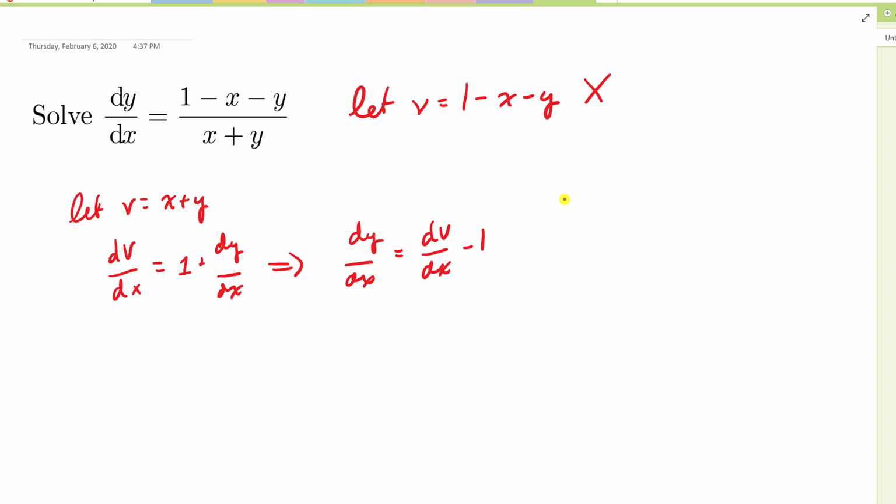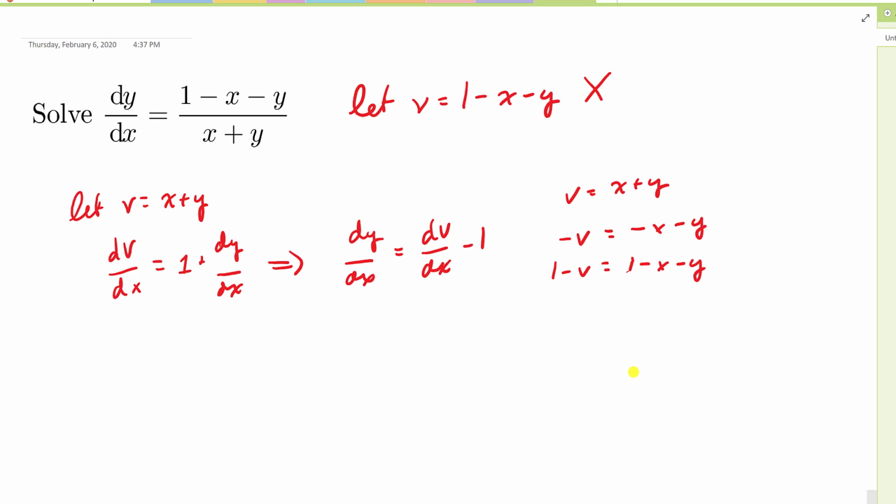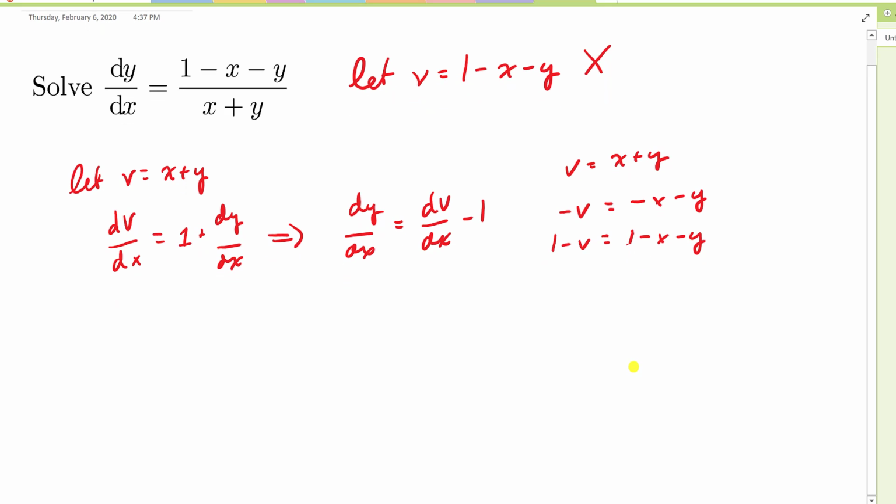Additionally, since I've said that v is equal to x plus y, if I were to subtract both sides from 1, let's see, how else could we do that? If I were to multiply both sides by negative 1, that would give me negative v is equal to negative x minus y. And then if I added 1 to both sides, we'd have this expression here. So this tells me that I'm going to be able to replace the numerator of this expression, there's the numerator, with 1 minus v. So I think now we're ready to do our substitutions.